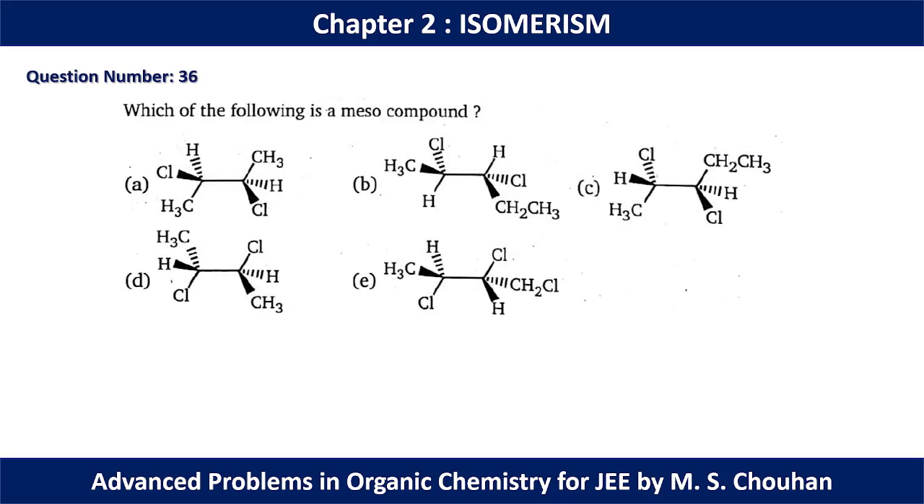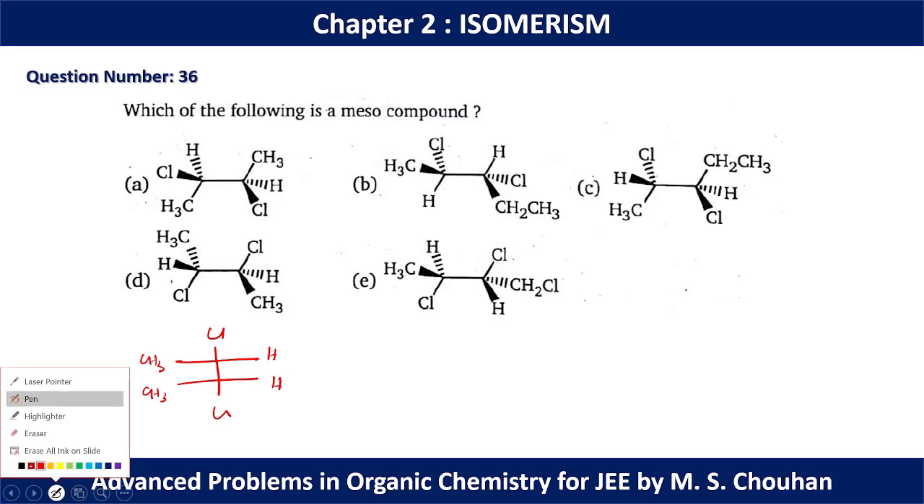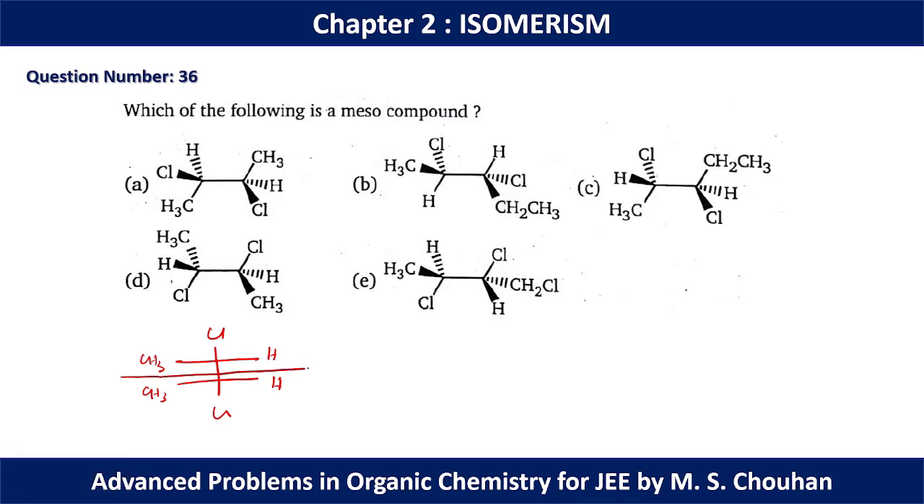For question number 36, which of the following is a meso compound? So meso compound again represents presence of chiral center as well as sigma plane. So if we draw the Fischer form of option D, it will look like this: Cl, Cl, CH3, H, CH3, H. So clearly 2 chiral centers are present along with the sigma symmetry. So this molecule is optically inactive in nature. Chiral centers are present along with the plane of symmetry. So option D should be the correct option.